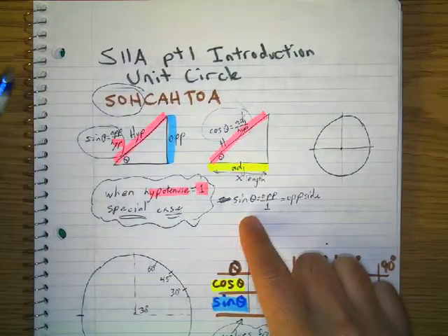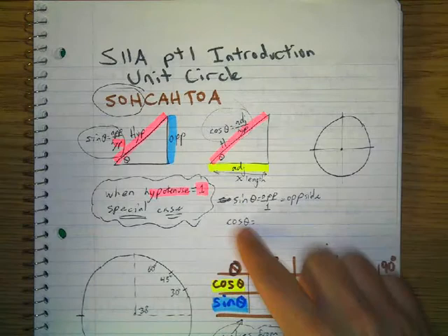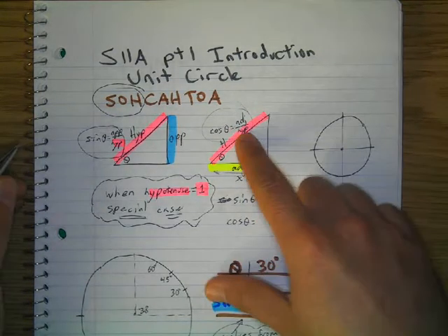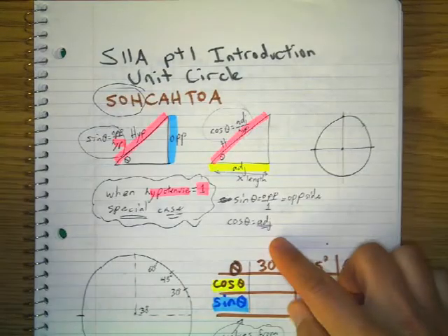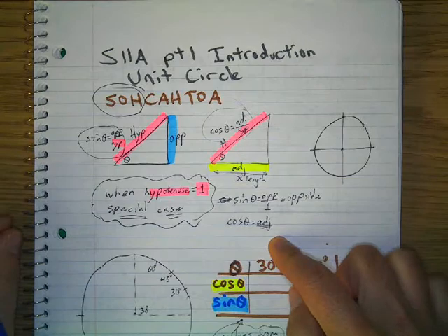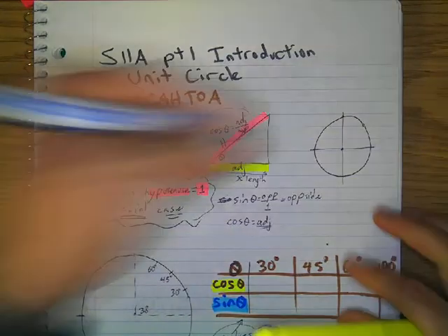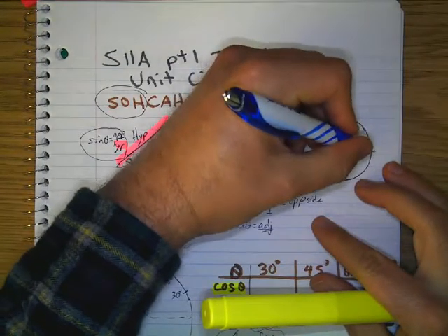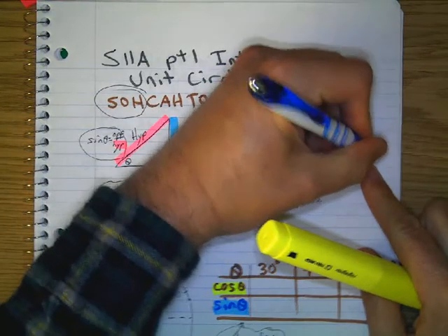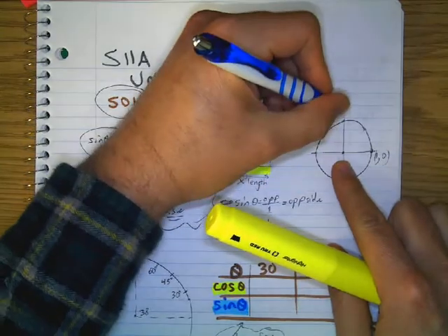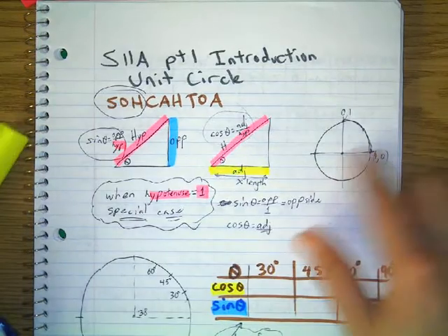And same thing with cosine. If h is equal to 1, then cosine theta is simply equal to the adjacent side. Okay, so why is this important? Let's say I've got a unit circle, and every point on here, this length here is 1. So here we've got (1, 0), here we've got (0, 1), and everywhere on the edge of the circle the radius is 1.